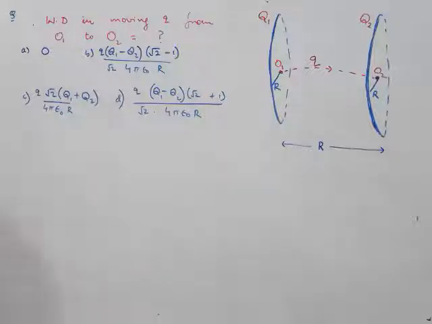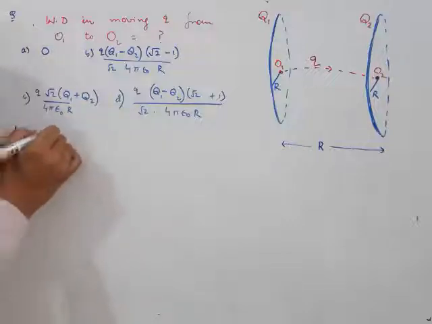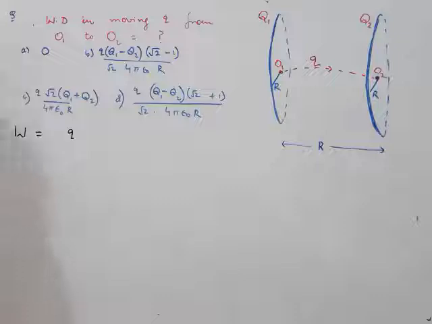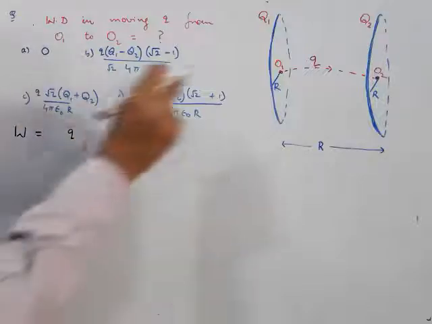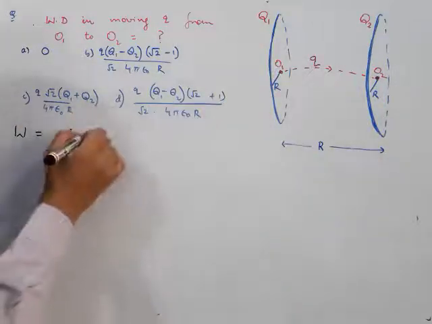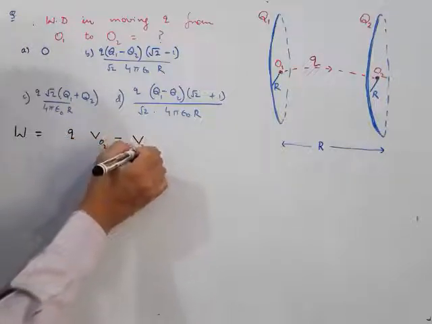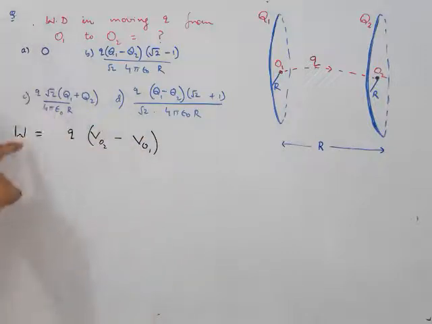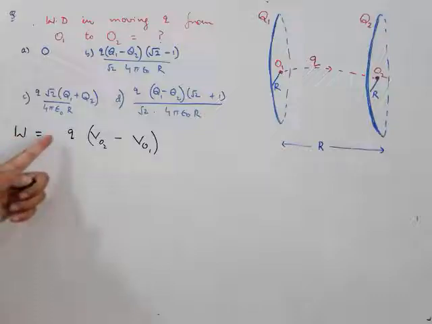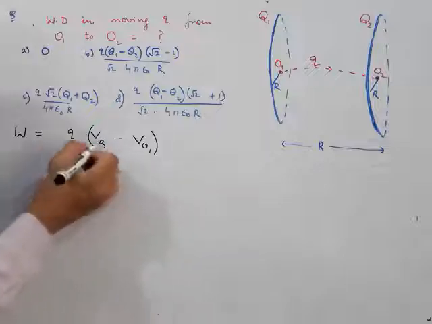Now the work done in shifting a charge from one point to the other is given by this formula. Work done is equal to charge times potential difference. Here we are bringing the charge from center O1 to center O2. So I will write the potential final, that is at O2, minus potential initial, that is at O1. I have used the concept that work done by an external agent is equal to charge times potential difference. So our task is now to find VO1 and VO2.